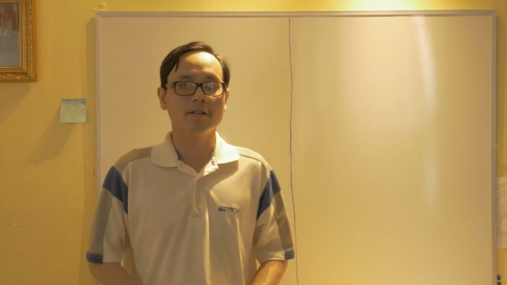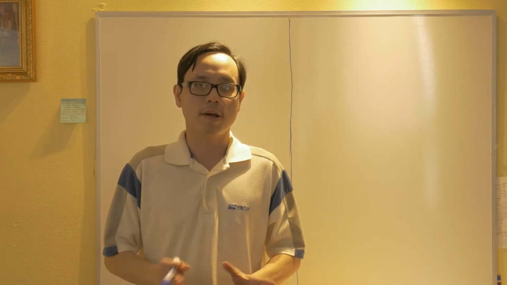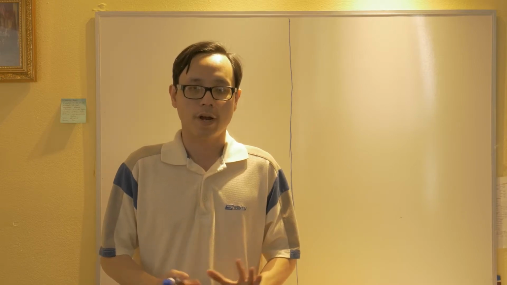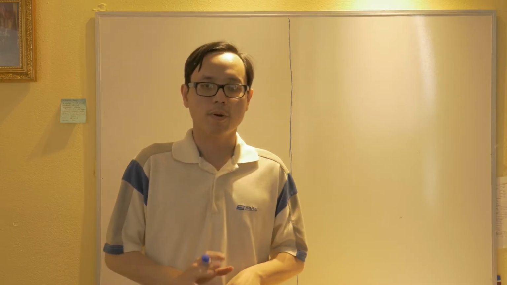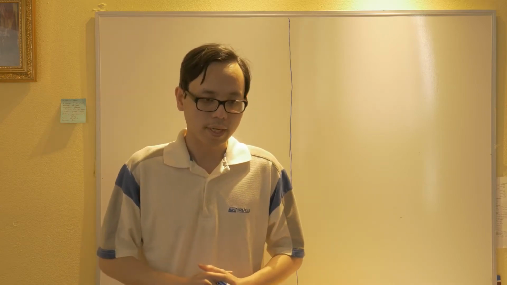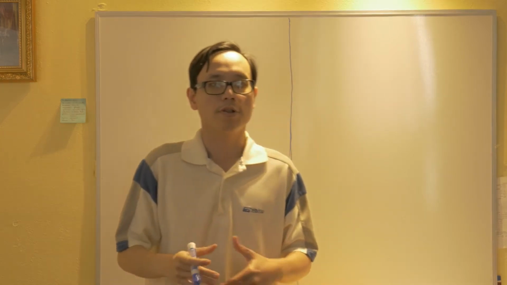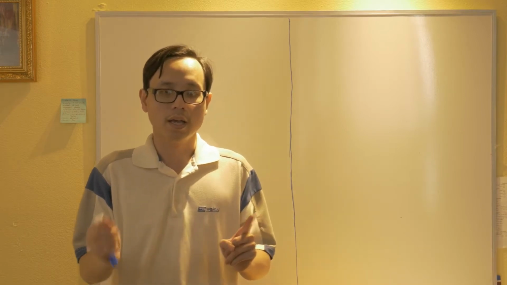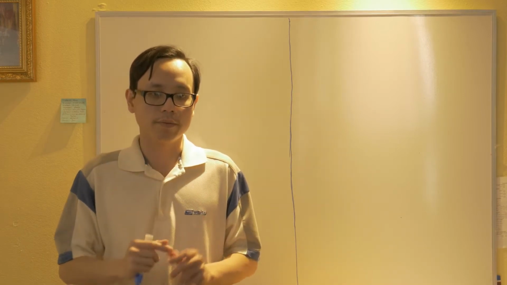Hello everyone. In this second video, I want to talk about another law that helps you to solve triangles. The name of the law is called the Law of Cosines. Most of the time you use the Law of Cosines when you have the case side, angle, side. It means that you have two sides and an angle in between.